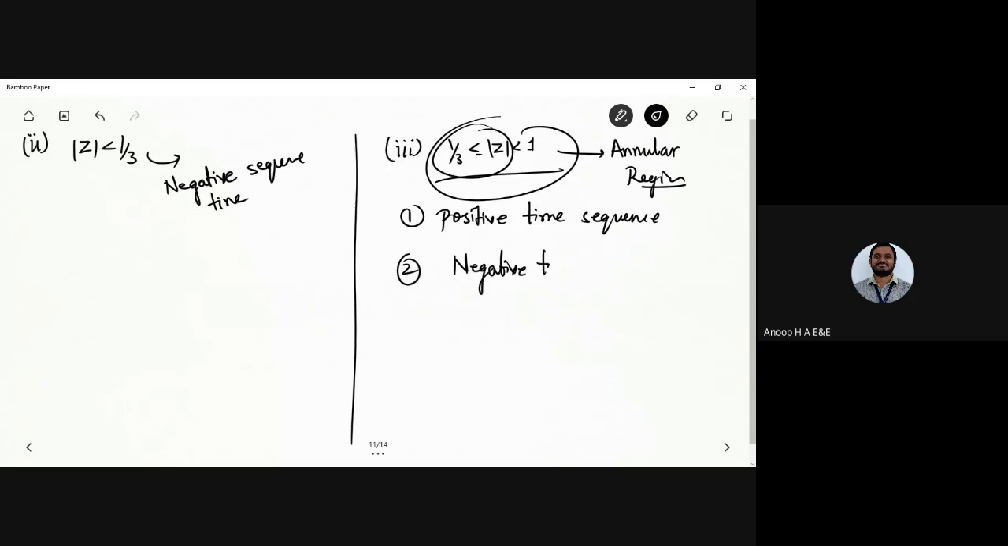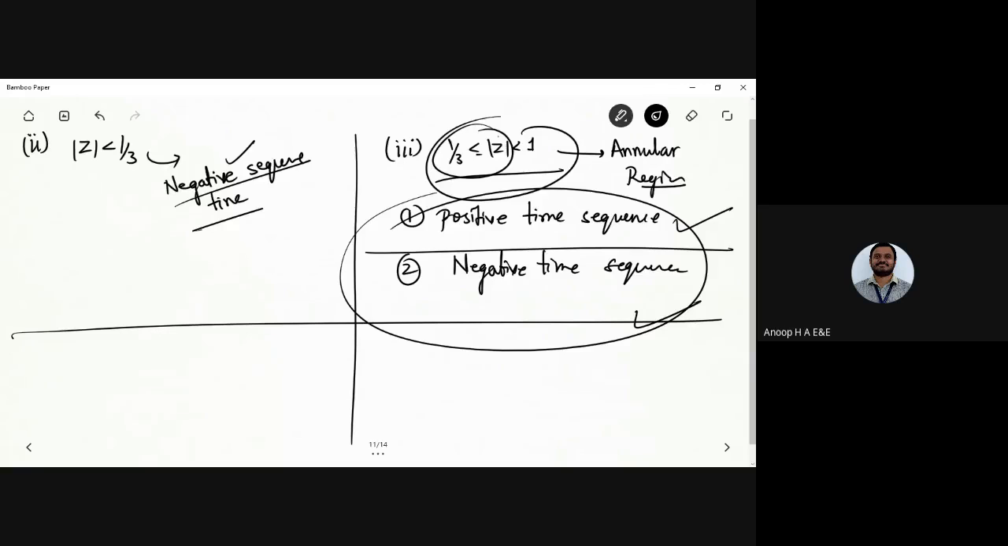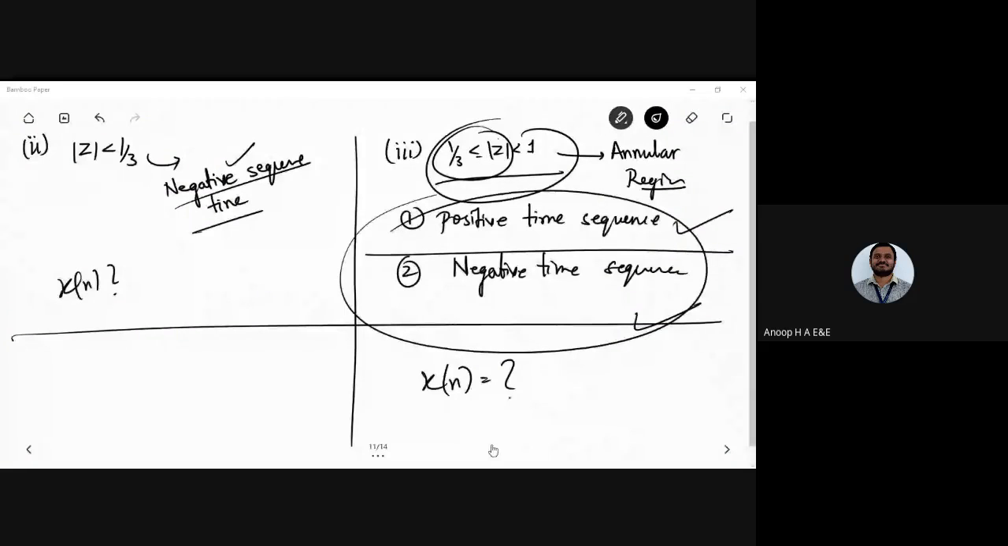I want everyone to attempt this negative time sequence. The second one will be a negative time sequence, and here you will have both the positive sequence and negative sequence together. So you have to find out, for a given ROC, what x(n) is for the second one, and for the third one also you have to find out x(n) from the given X(z) here.